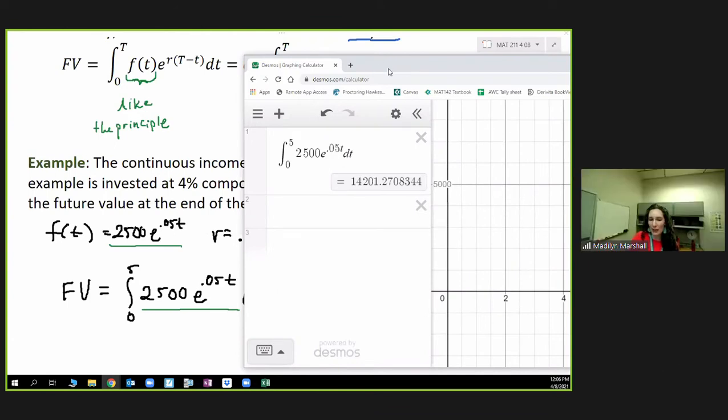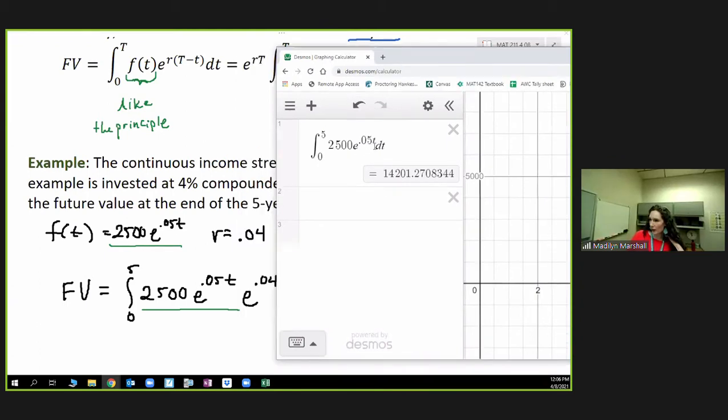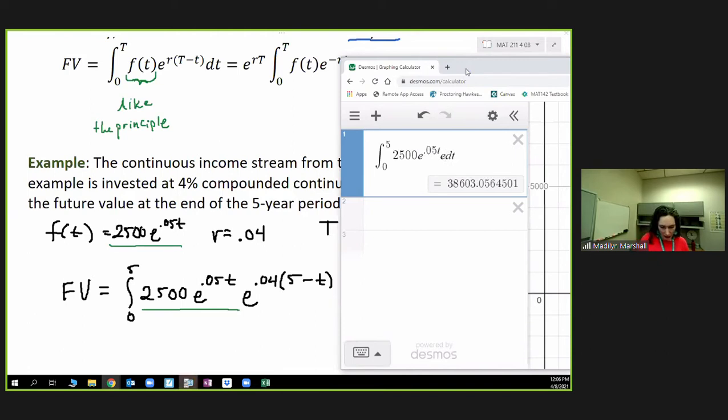Okay, so I'm opening the TI right now, but let's just look at it in Desmos first and then put it in the TI so we can see. From the previous problem, I already have the 2500 e to the 0.05 t, which is the first part of this integral, so that's good. So I'm just going to add to it. Now we have e to the, and in our exponent here, we have 0.04 for the r, and 5 minus t. And we get 15,655.66.